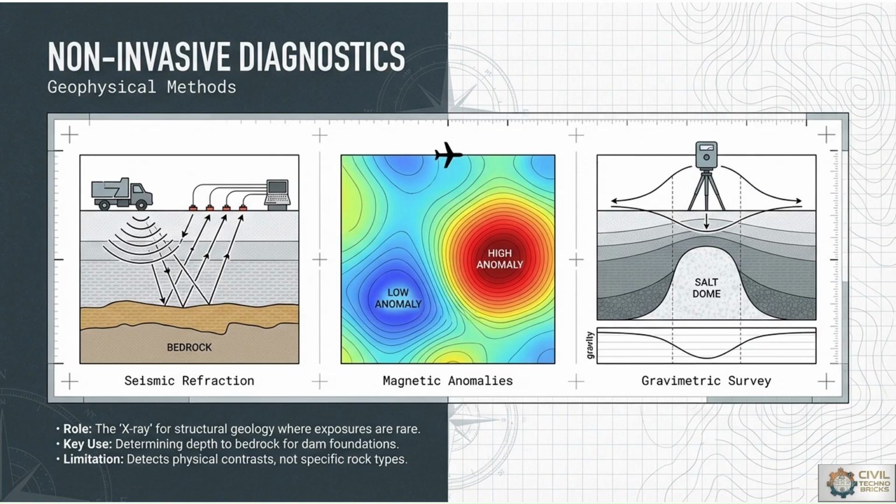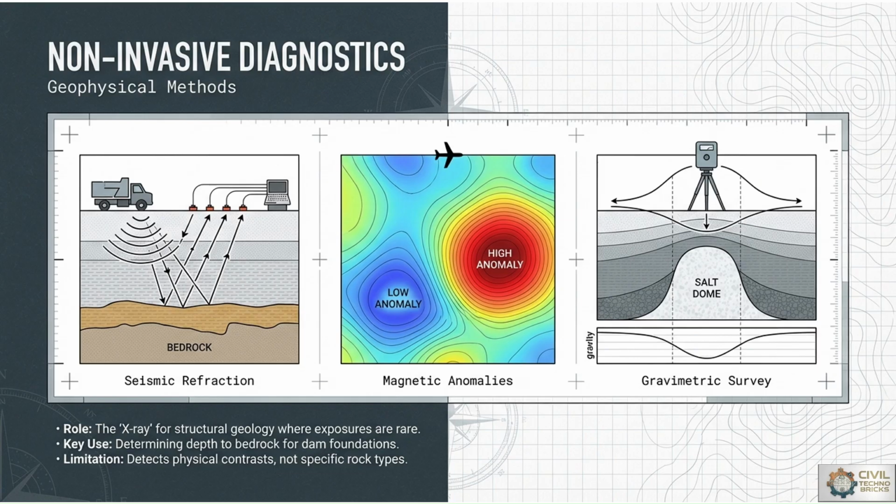So what is the role of non-destructive or non-invasive diagnostics? That is the X-ray for structural geology, where exposures are rare. Why are we doing this? To determine the depth to bedrock for dam foundations, tunnels, highway embankments or railway embankments. So what are the limitations? They detect physical contrast, not specific rock types.